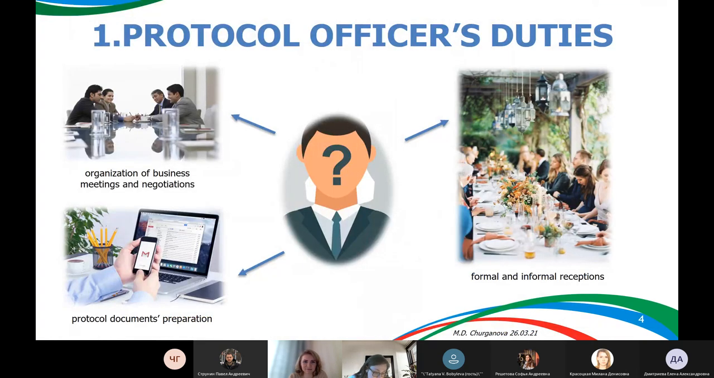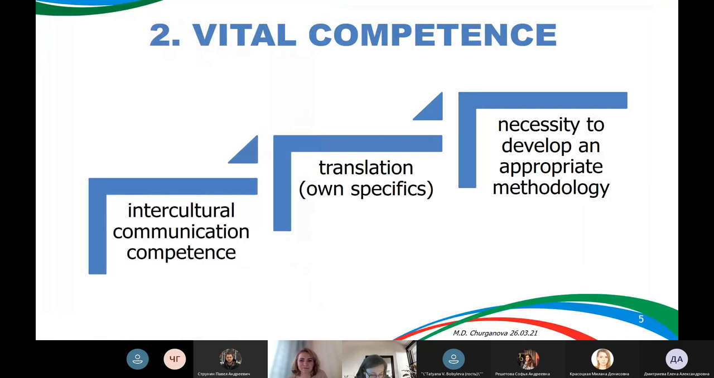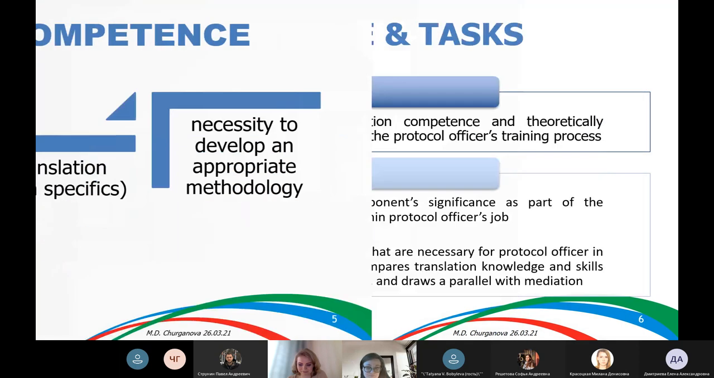So today, protocol officers' duties include the organization of business meetings and negotiations, formal and informal receptions, banquets and cocktail parties, protocol documents preparation, and so on. And these tasks require intercultural communicative competence and translation competence that has its specifics and differs from the professional translation competence. This fact creates the necessity to develop an appropriate methodology for forming the required competence.